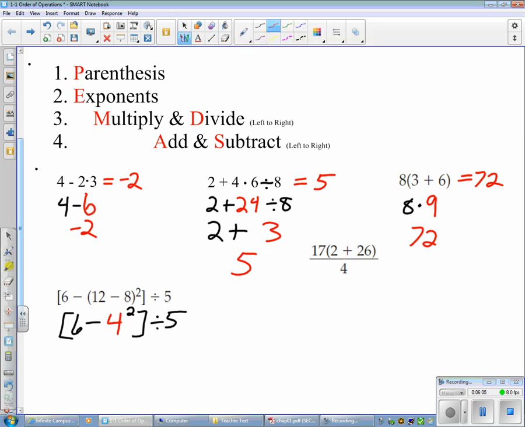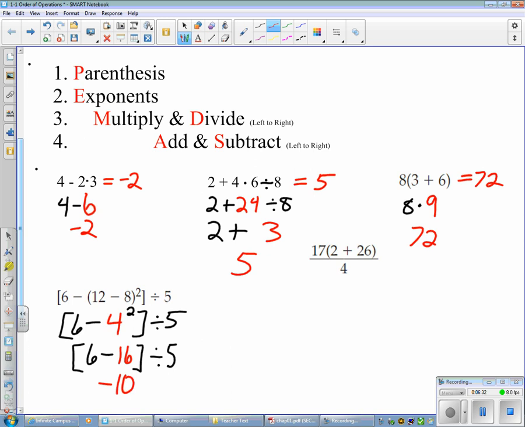So 4 squared is 16. So I'm going to write 16 below that and copy everything else just as it was. So the brackets, the 6, the subtract, the bracket, the divide by, and the 5. Now, looking at these brackets, and brackets are basically parentheses, 6 minus 16 is a minus 10.